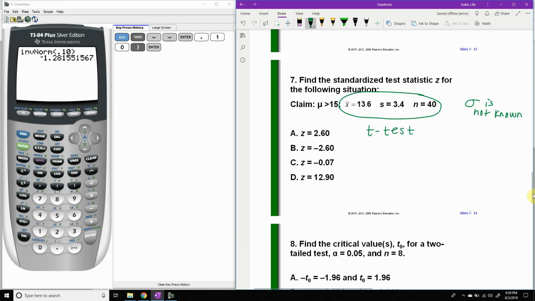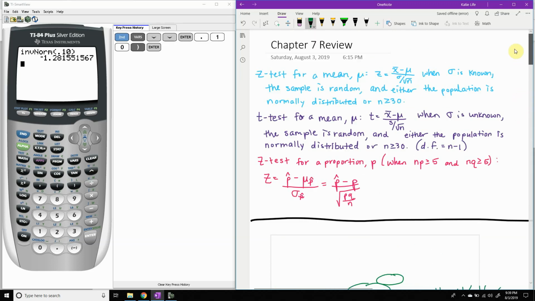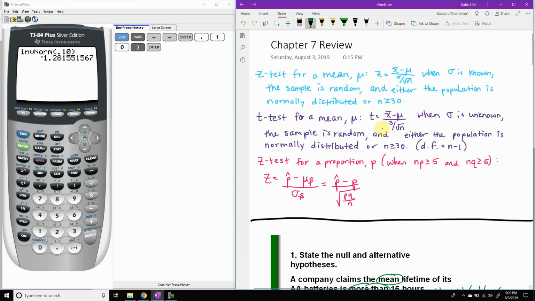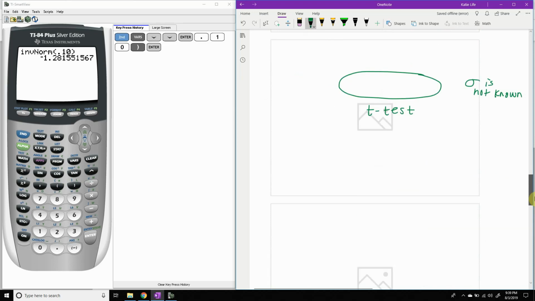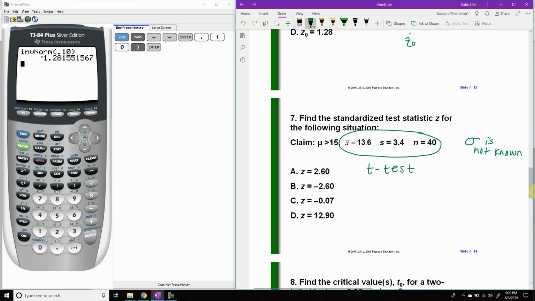And we find that in our formula sheet at the top. We'll just scroll up right here and check it out. So t-test for the mean, we're going to take x bar and subtract mu and divide this by the ratio of the sample standard deviation divided by the square root of n. Okay, so t is equal to 13.6 minus our mean, which is 15. Divide this by the sample standard deviation, 3.4, divided by the square root of 40.